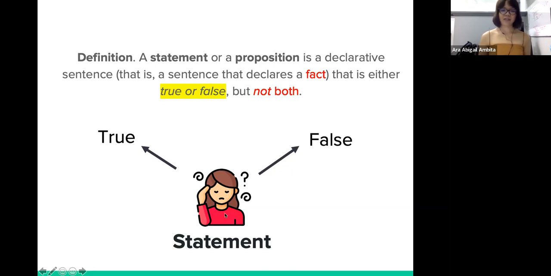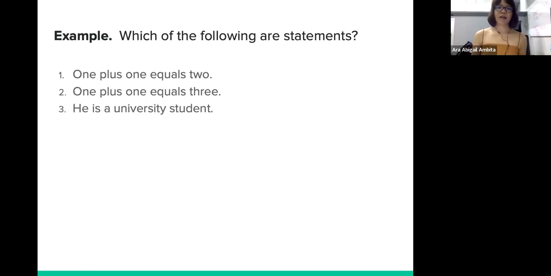Okay, so we have a statement, and is this statement a fact? If it is, then yes, it is true, it is a fact. If it is not, then it is false. Okay, so we have the following example. First, 1 plus 1 equals 2. Second, 1 plus 1 equals 3. And third, he is a university student. Which of these three are considered propositions or statements?